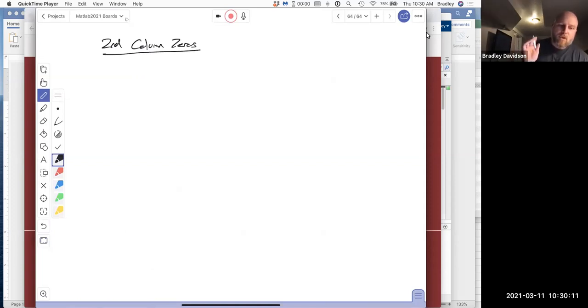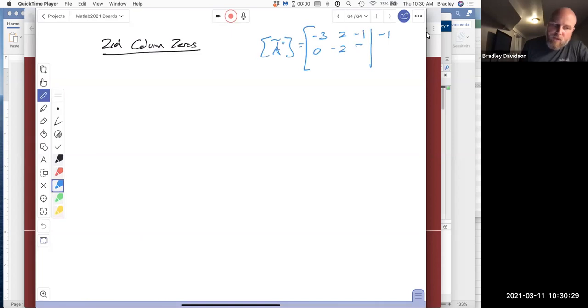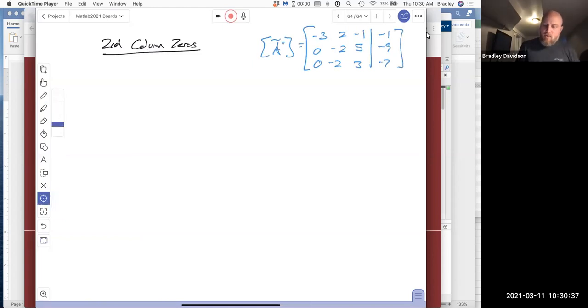Okay, so we're finished with the first column, and then looking at the second column, let's get our matrix back up there. So this is A tilde double prime is equal to -3, 2, -1, -1, 0, -2, 5, and -9, 0, -2, 3, -7. All right, so now we've got one more 0 to put in here, so that there's a 0 on the third row, so that we've achieved our upper triangular matrix.